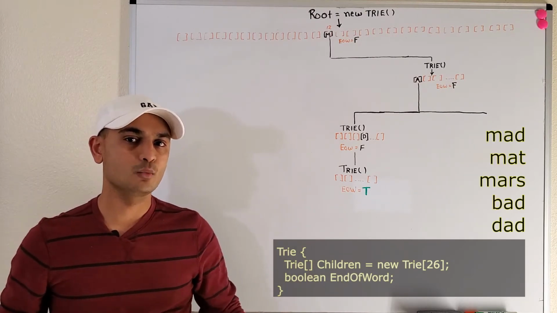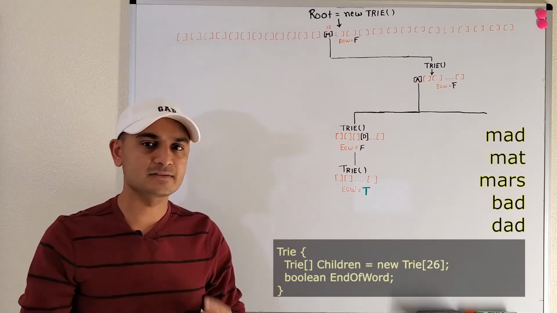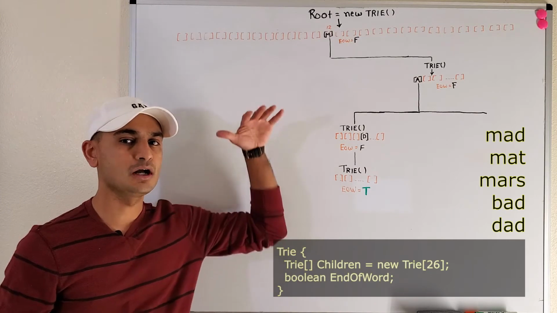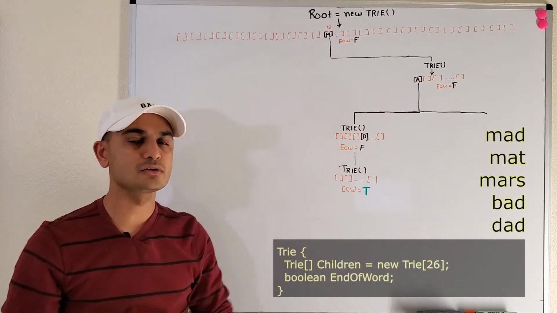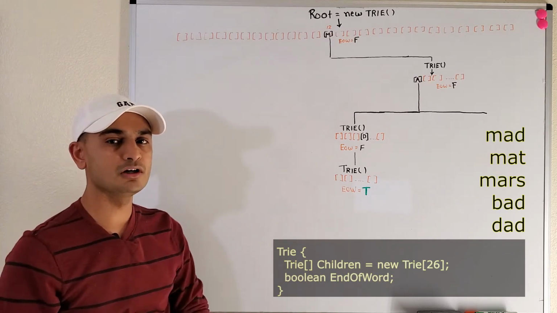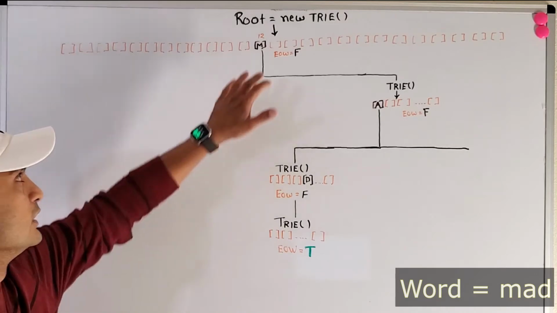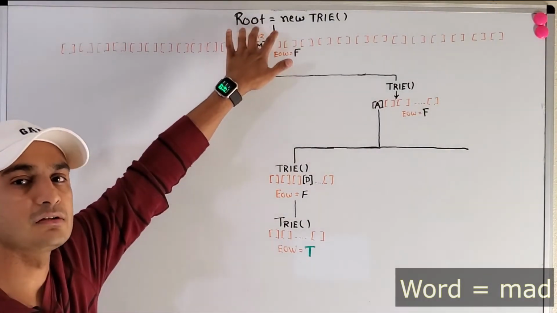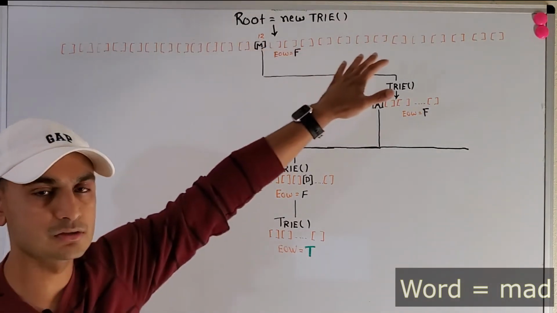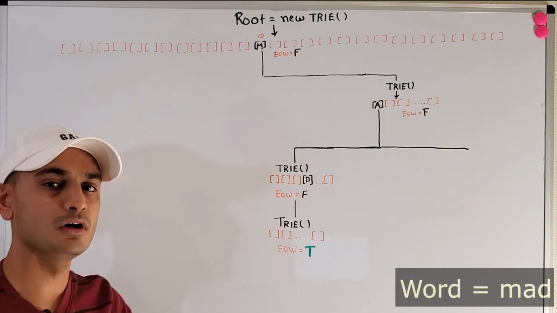So we'll take words like mad, mat, Mars, bad, and dad, and then we'll see how our trie spans out when we add those words one by one. So let's start with the word mad first. Before anything, we have our root object, which is of type Trie. Now it has 26 children, so 0 to 25. And now we'll take the first letter in the word mad.